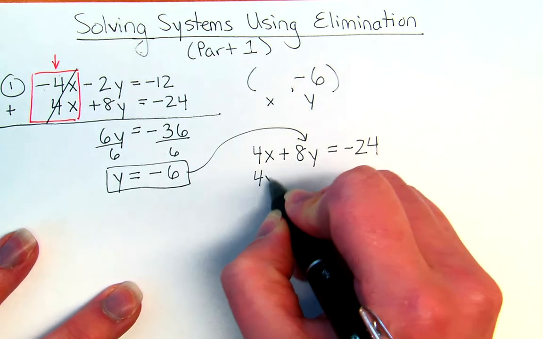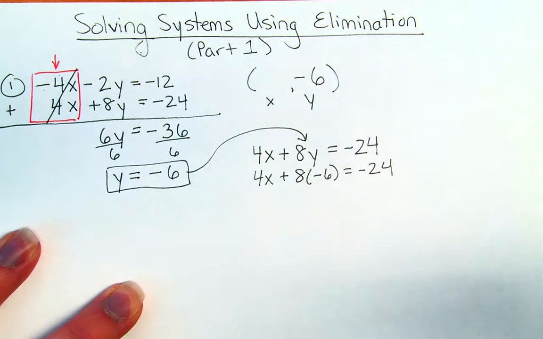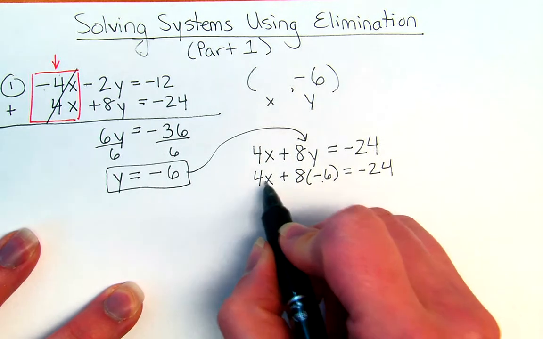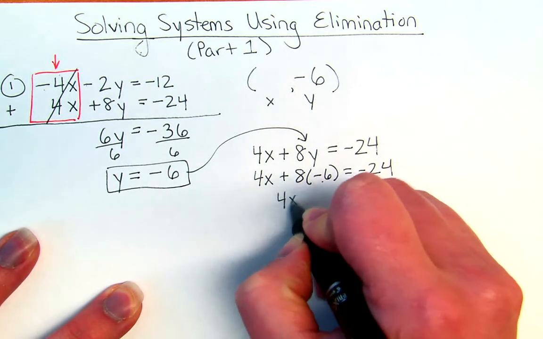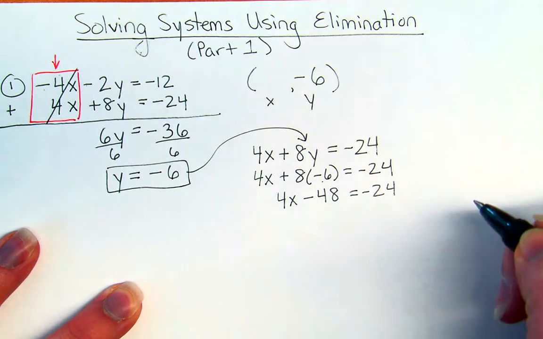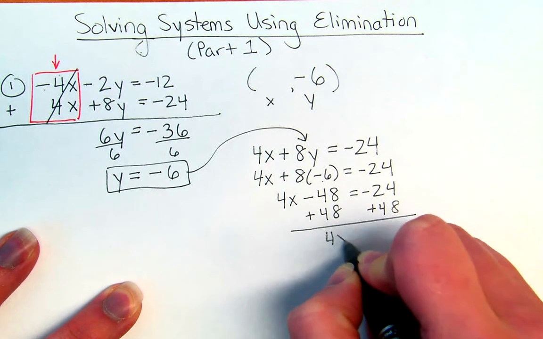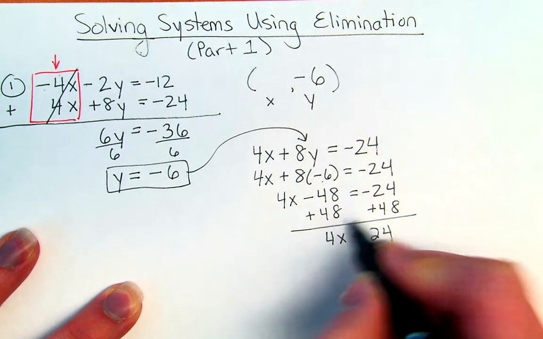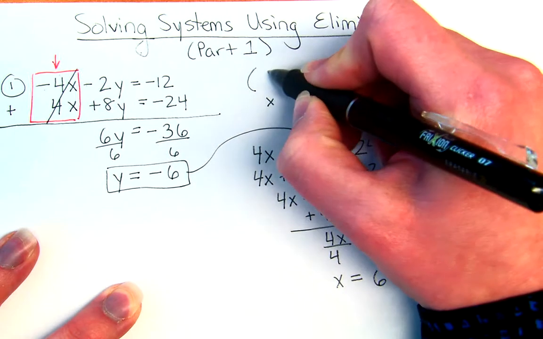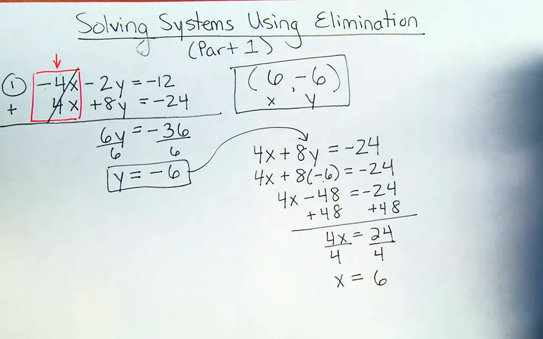So I'm going to plug in y. So 8 times negative 6 equals negative 24. And once again, I have a solving problem. So all I have to do is multiply 8 times negative 6 and then solve, and I'll be able to determine what the x value is. So this winds up being 8 times negative 6 is negative 48, and I continue to solve this two-step problem. I add 48 to both sides. I wind up with 4x equals positive 24. And then I divide everybody by 4, and my x value is 6. So the point (6, negative 6) is the solution to the system.